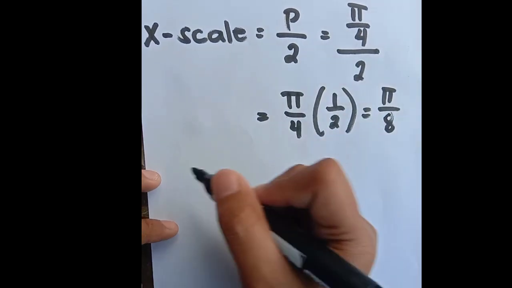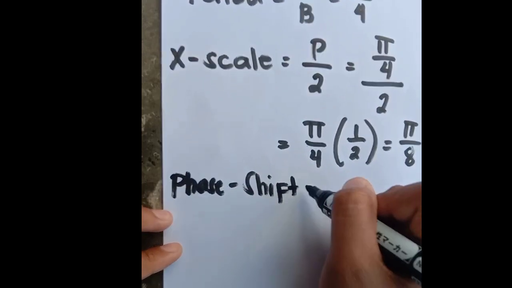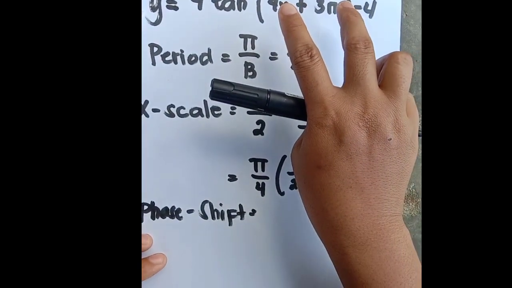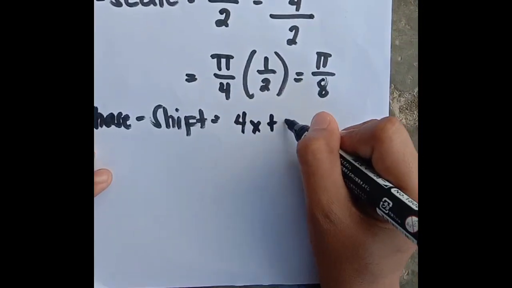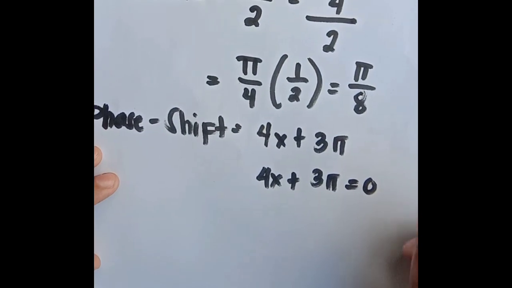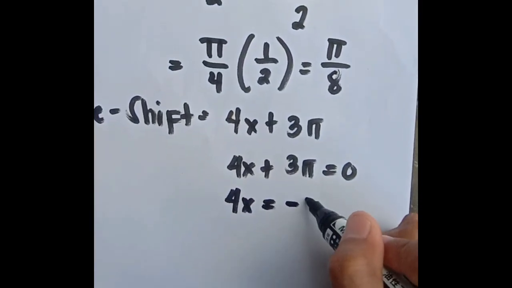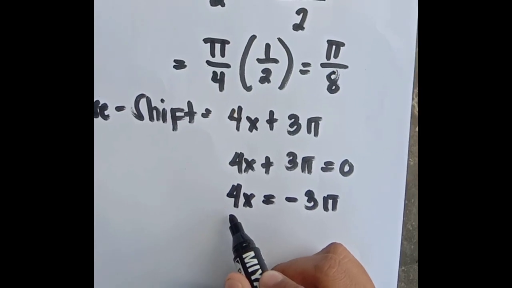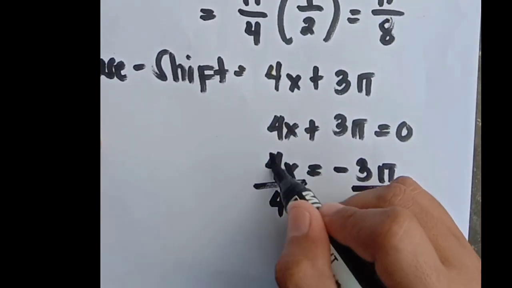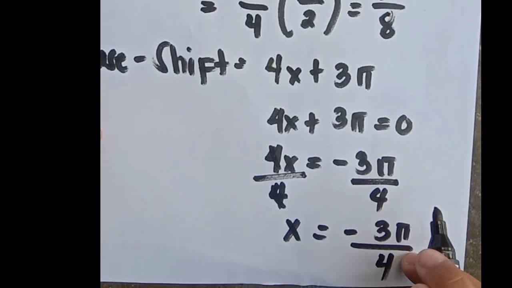Then the phase shift. To get the phase shift, we should equate this to 0. 4x plus 3 pi, so 4x plus 3 pi equals 0. So transpose this 3 pi, so it will be negative. So 4x equals negative 3 pi. Then divide both sides by 4. Then cancel, x equals negative 3 pi over 4. And this is our phase shift.